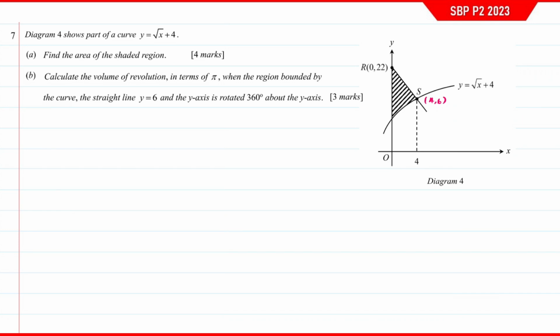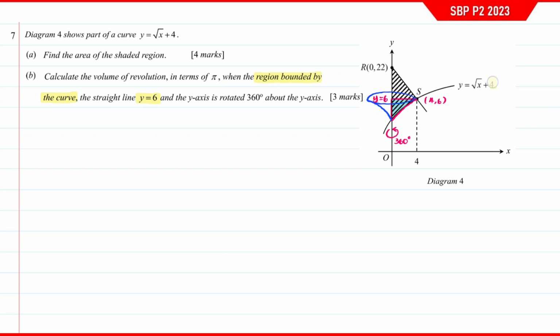Question B. Calculate the volume of revolution in terms of pi when the region bounded by the curve, the straight line y equal to 6, and the y-axis is rotated 360 degrees about the y-axis. So here will be the region bounded by the curve, y equal to 6, and the y-axis. After the rotation, the volume will look like this.